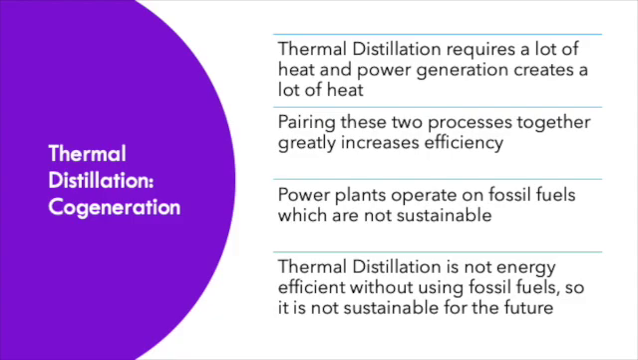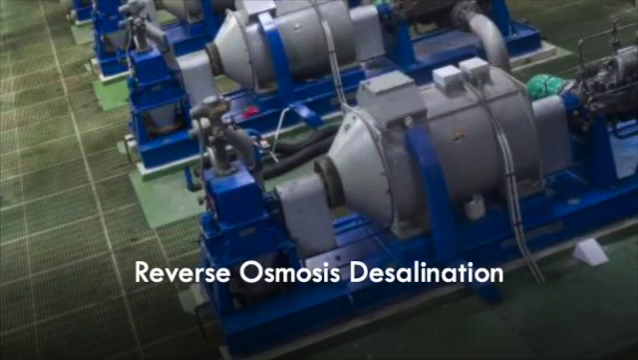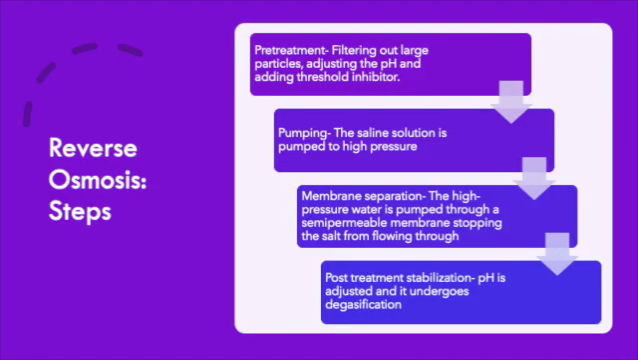However, most of these steam power plants burn fossil fuels to produce heat, so this process is not sustainable for the future. Without the advantage of being coupled with a power plant, there are more efficient processes than thermal distillation. One of these more efficient processes is reverse osmosis. There are four basic steps to reverse osmosis, and they are pre-treatment, pumping, membrane separation, and post-treatment stabilization.